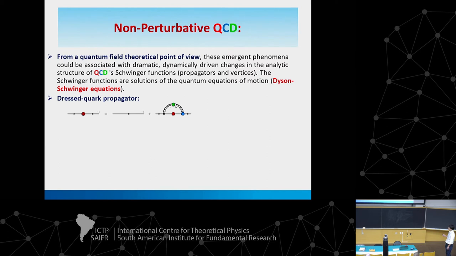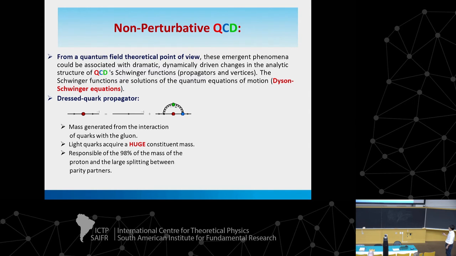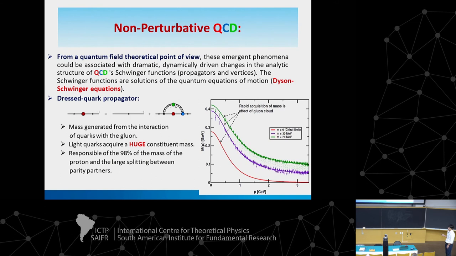The Feynman diagram is this, like Christian said this morning. In this equation, we can see that mass is generated from the interaction of quarks with gluons. And we will know that light quarks acquire a huge constituent mass, which is responsible for 98% of the mass of the proton and the largest splitting between parity partners. This is the famous result of the Dyson-Schwinger equations. It compares the lattice data, the dots, and the corresponding Dyson-Schwinger results, these three solid curves.